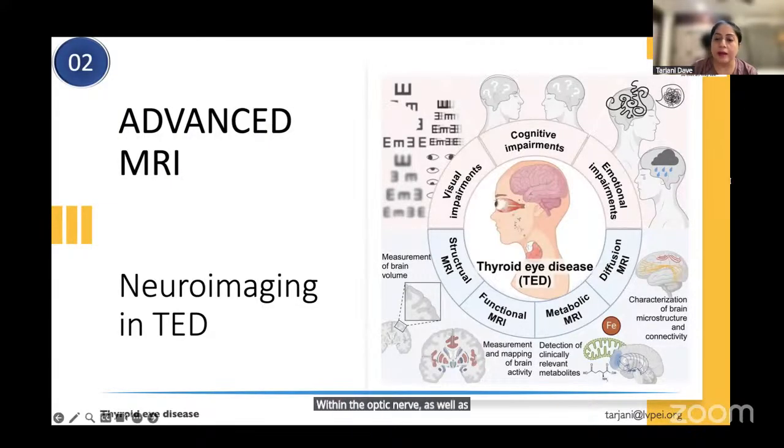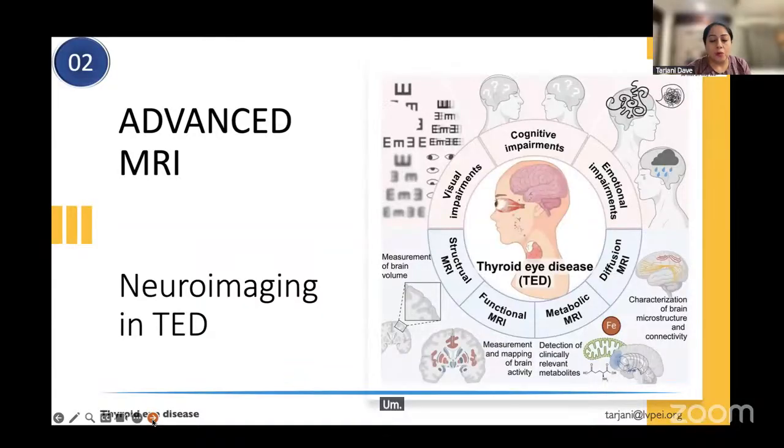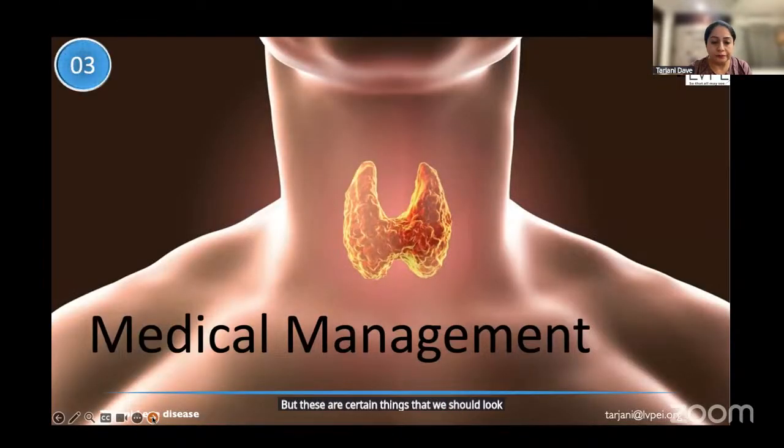And you have certain metabolic and diffusion markers on MRI which will actually help quantify the amount of optic neuropathy that the patient has. Obviously, these are not all available for patient examination at this point of time, but these are certain things that we should look forward to.